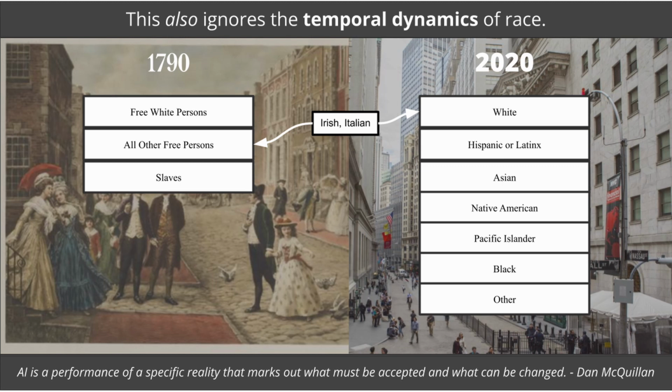As Dan McQuillan says, AI is a performance of a specific reality that marks out what must be accepted and what can be changed. And encoding a particular categorization scheme claims that that scheme must be accepted and can't be changed. Choosing and encoding a particular racial architecture also ignores the spatial dynamics of race.